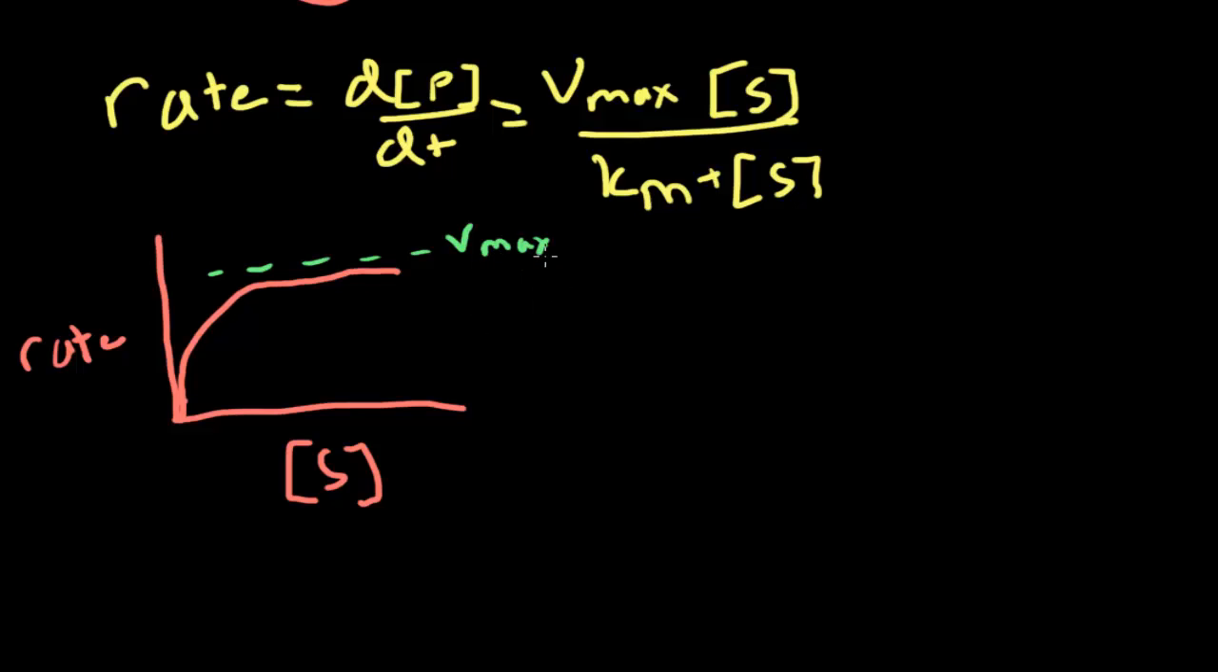I'll talk about it further in the next video, but a good way to think about it is you're using up all the enzyme all the time. There's no more space for the enzyme to be used. You hit a maximum rate.